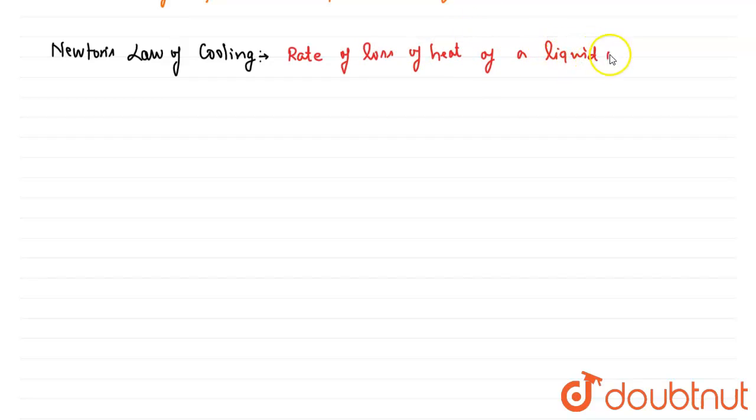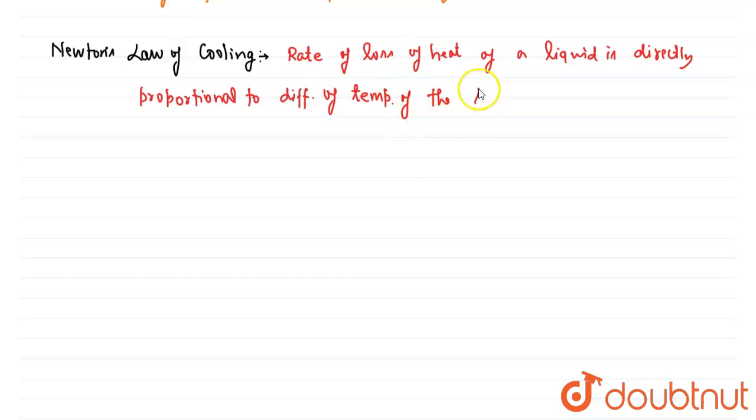is directly proportional to the difference of temperature of the liquid and the surrounding. Temperature of the liquid and the surrounding. Let T be the temperature of the liquid and T naught the temperature of the surrounding.